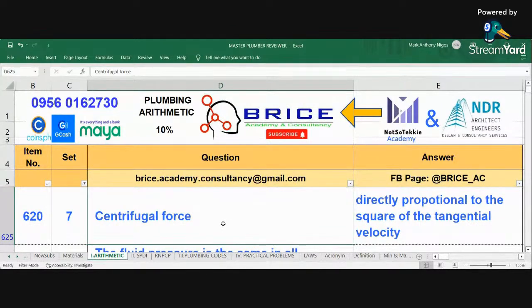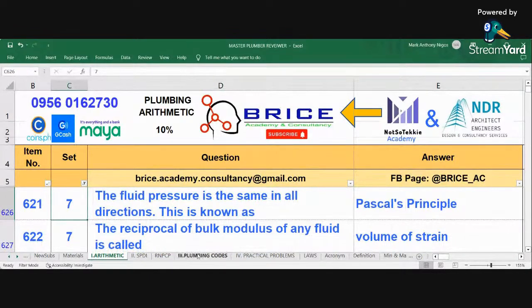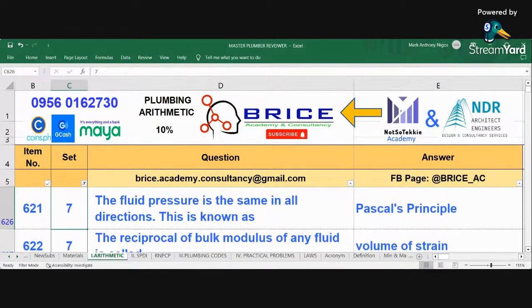Centrifugal force. The answer is directly proportional to the square of the tangential velocity. Mas mahaba pa yung sagot sa tanong. Centrifugal force is directly proportional to the square of the tangential velocity.